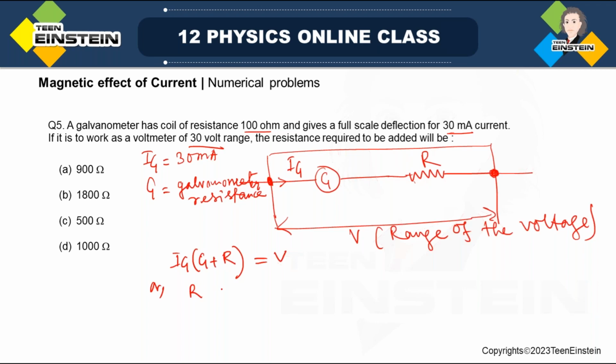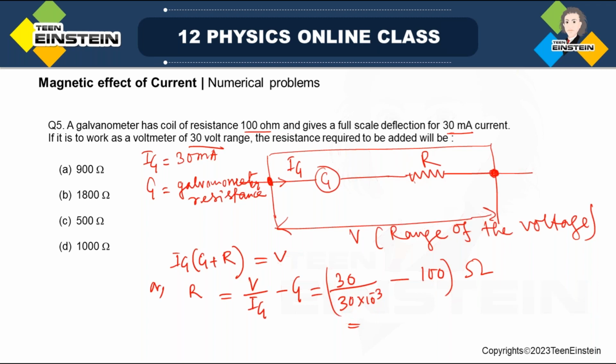So what we have to do? First of all, I'll take I_G to the other side, then I have to subtract. So R is equal to V by I_G minus G. What is V? V is 30 volt. What is I_G? 30 milliampere, so 30 into 10 to the power minus 3, minus G. G is the resistance of the galvanometer, which is 100. This will be in ohm.